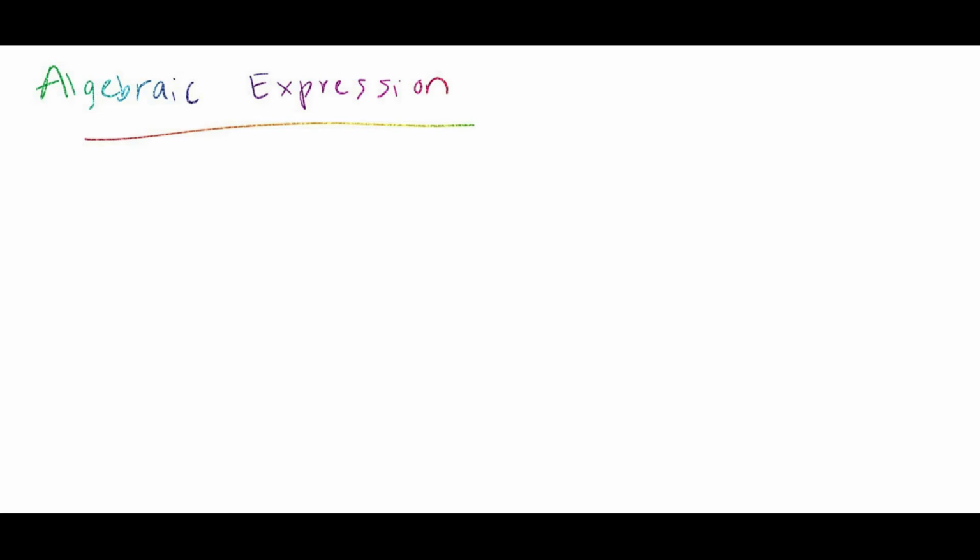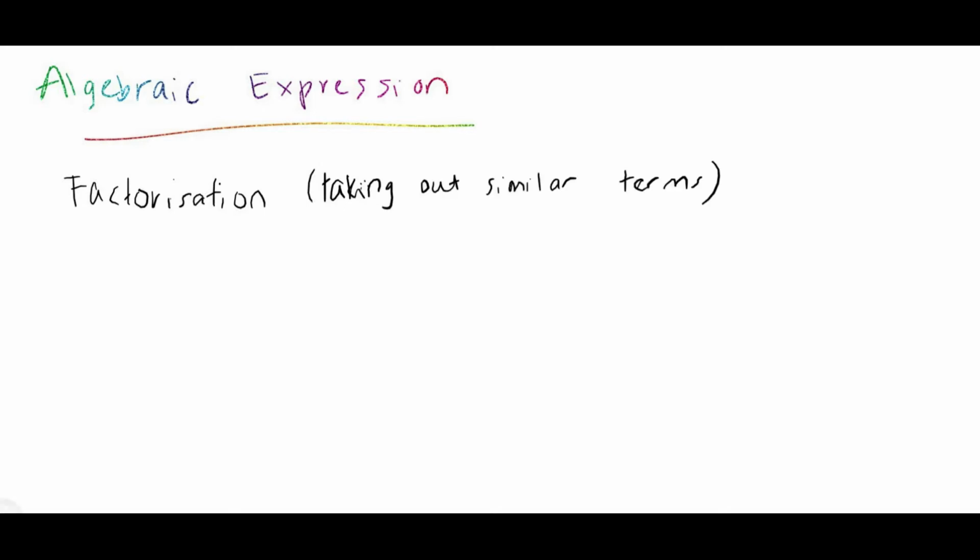And in this round, we're going to learn algebraic expression, the second part of algebraic. And this time, we're going to focus on factorization. So another word for factorization is taking out. Take out similar terms. Always remember, we must only take out terms that are similar in the expression. Otherwise, you cannot do any factorization.